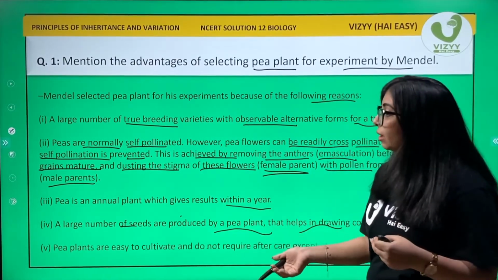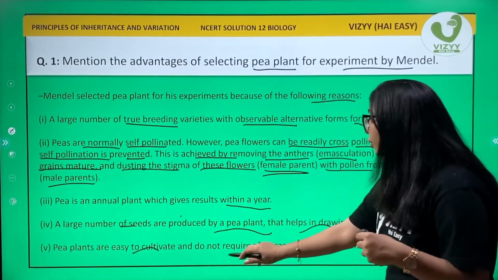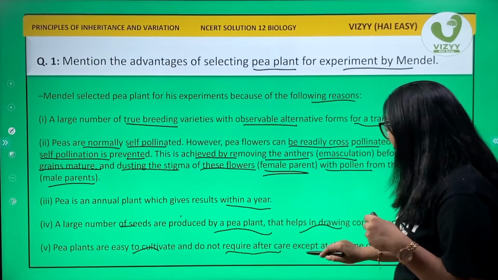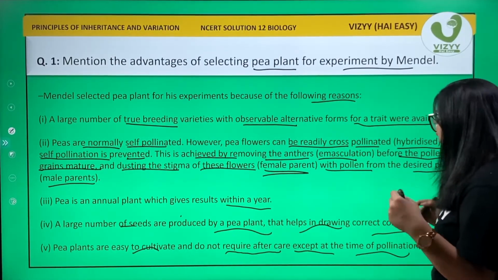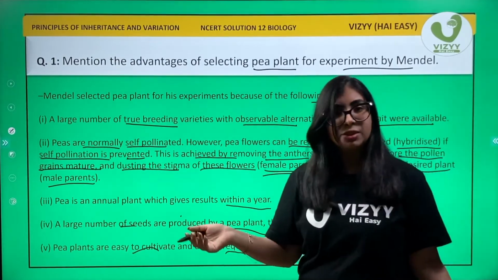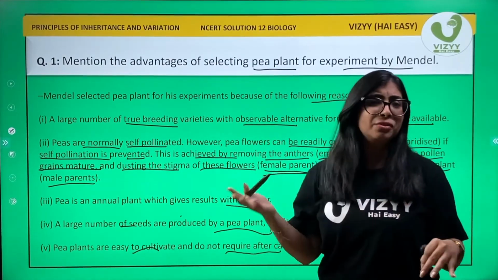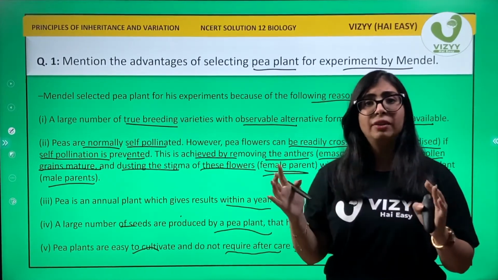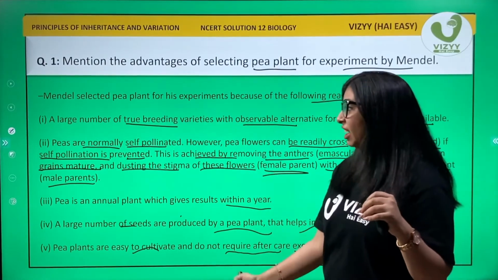And lastly, pea plants are easy to cultivate and do not require extra care except at the time of pollination. So it is easy to cultivate and it does not require fancy treatments. It just needs care when it is being pollinated. Okay, students, so these are the 5 points.